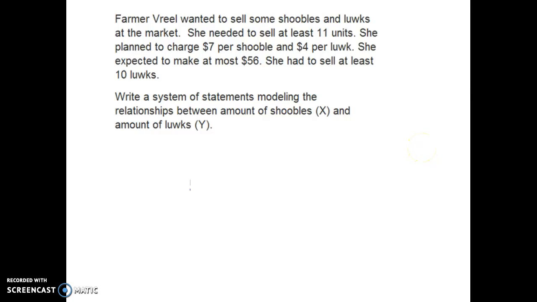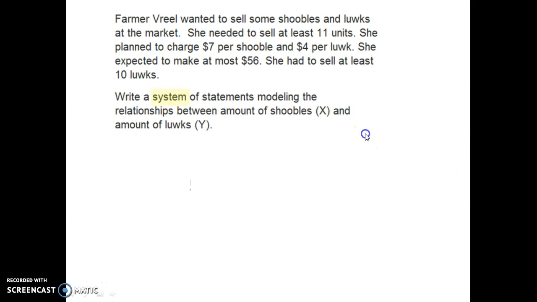So none of these statements are true statements. Let's look at another example. Farmer Vreel wanted to sell some shubles and looks at the market. She needed to sell at least 11 units. She planned to charge $7 per shubel and $4 per look. She expected to make at most $56. She had to sell at least 10 looks. Write the system of statements modeling the relationship between the amount of shubels, our x variable, and amount of looks, which is our y variable.